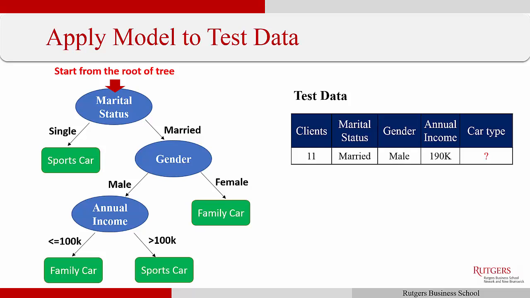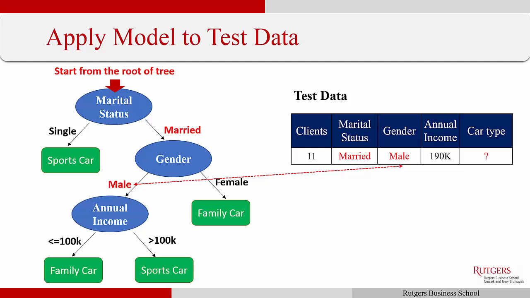So we should start from the root of the tree. First, we should look at the marital status. And we can see the marital status of this client is married. So we first go right. And then we should look at the gender. And we find the gender of the client is male. So in the next step, we go left.